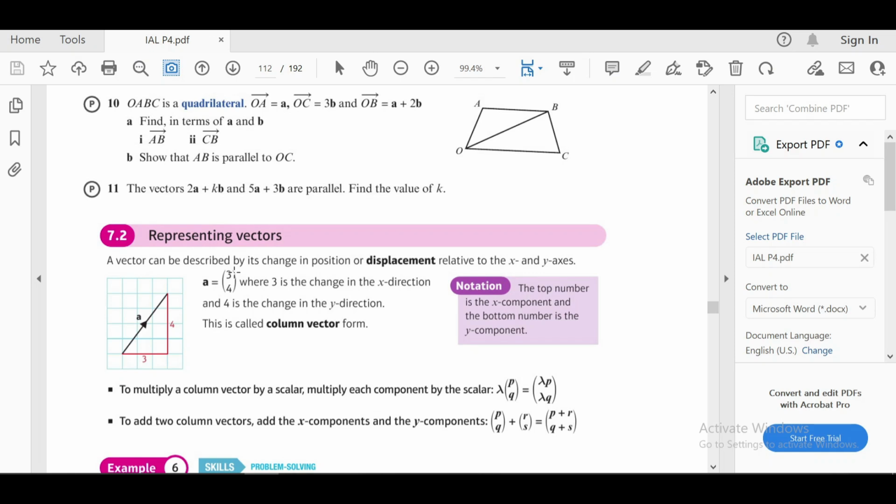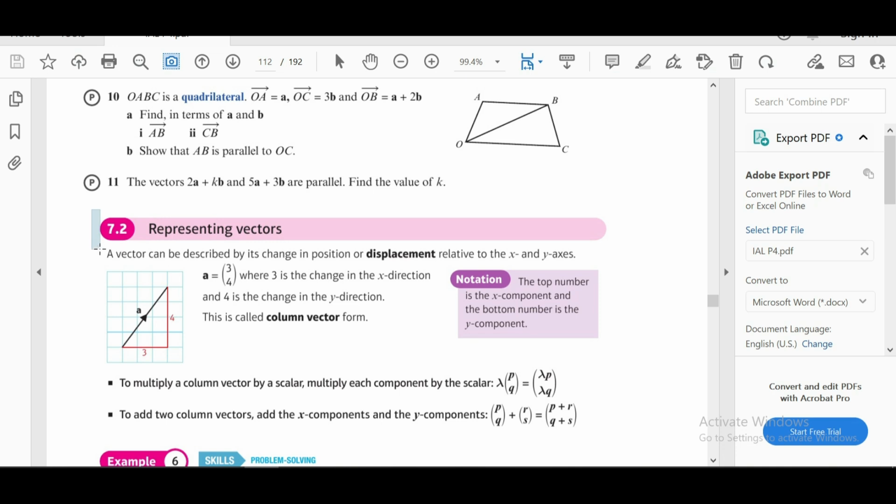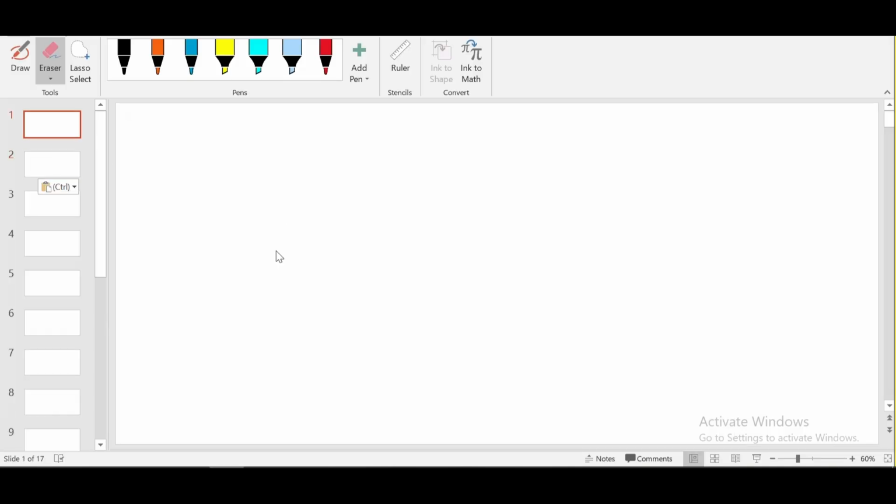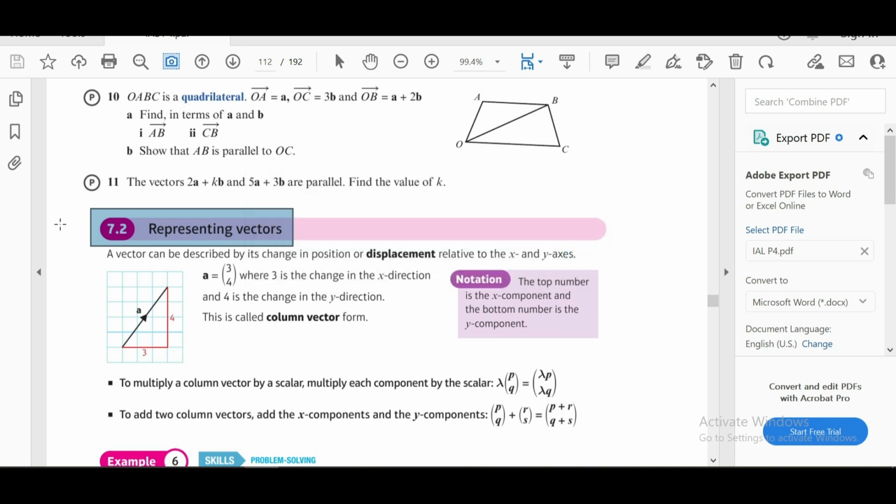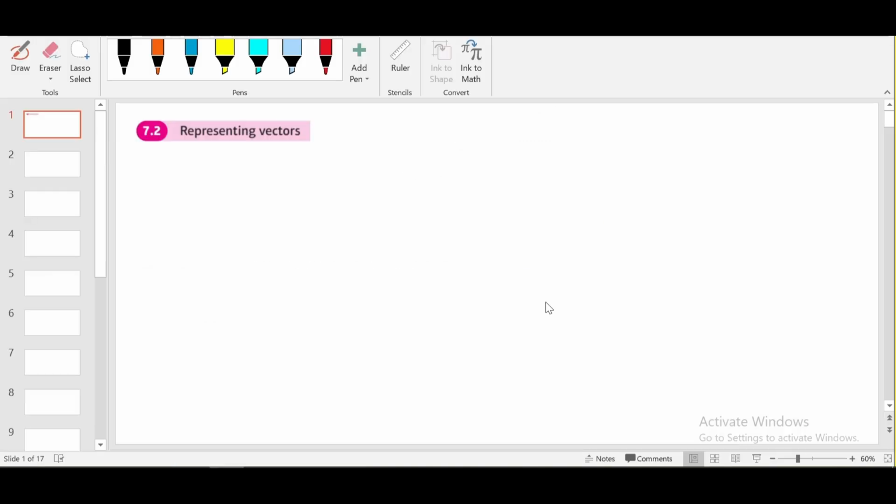So in vectors, we have completed the first topic. I'm going to move on to the second topic, 7.2 Representing Vectors. Write the title 7.2 Representing Vectors. Okay, so let me take a vector.